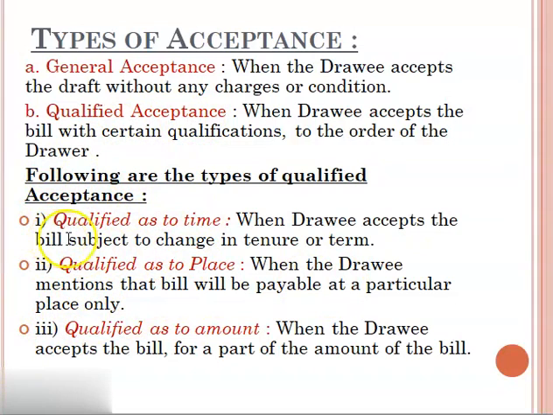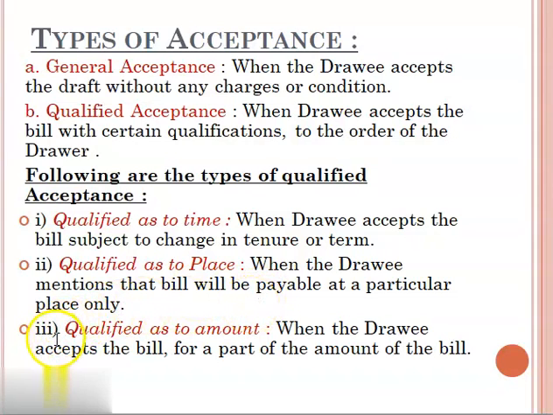The first qualified acceptance is qualified as to time. It means when the drawee accepts the bill subject to change in tenure or term. If the bill is drawn for 3 months or 2 months, maybe the drawee won't be in a condition to do the payment in that particular time period, so he is going to make changes in that. Second is qualified as to place. It means the drawee mentions that the bill will be payable at a particular place only. In this case, the drawee has to do the payment at that particular place only.